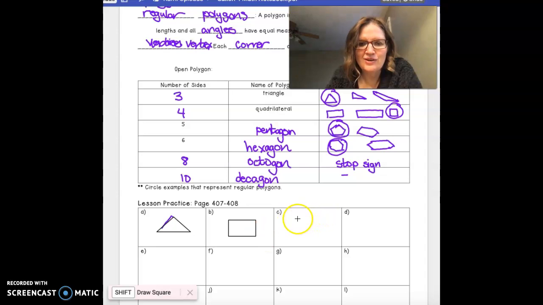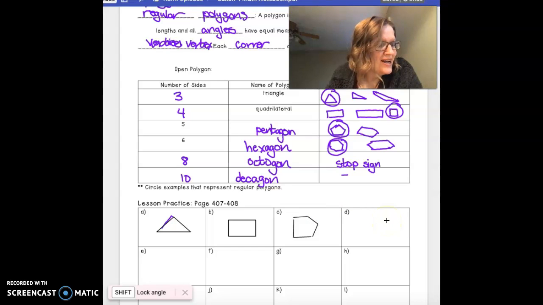but this is not going to look as cute as my other one, but we'll try it. 1, 2, 3, 4, 5. Now that is a crazy pentagon, but it does have 5 sides. It is not a regular one, but it does have 5 sides. Our next one is a hexagon. We are wanting 6 sides.